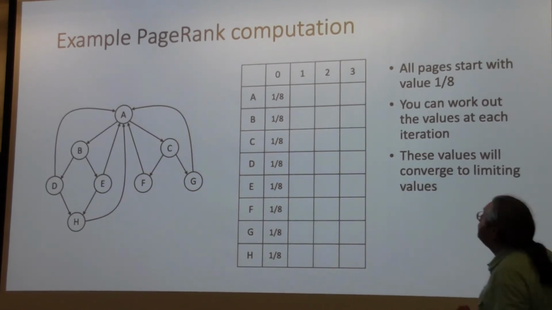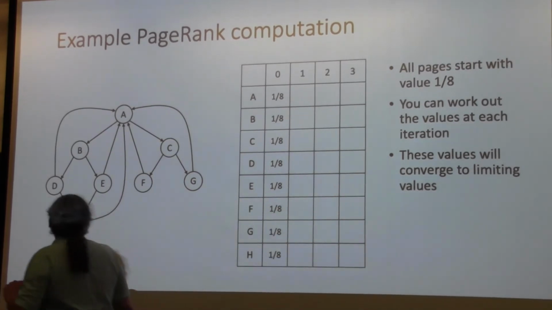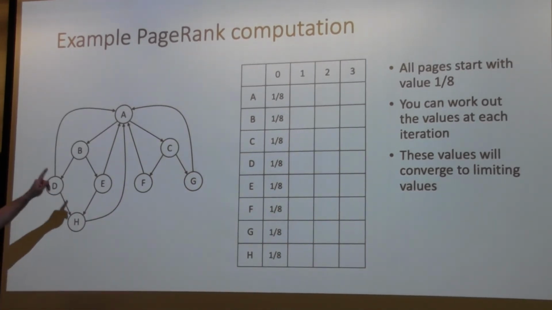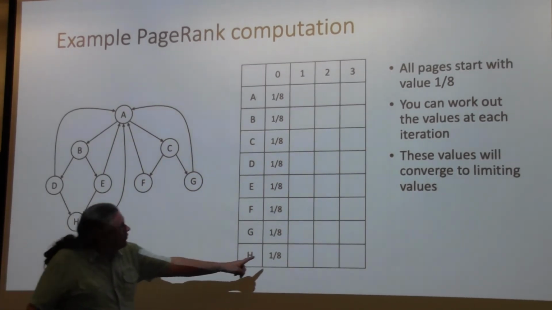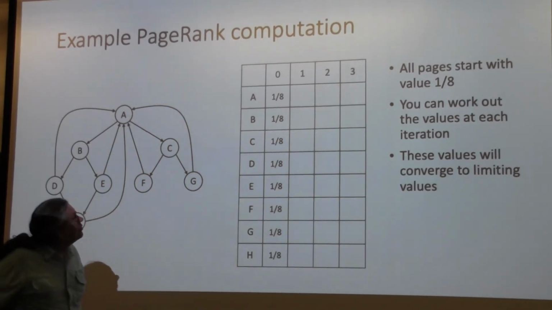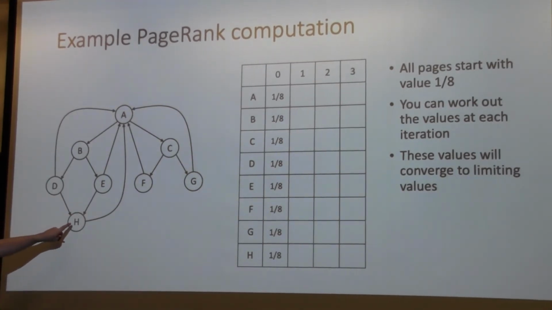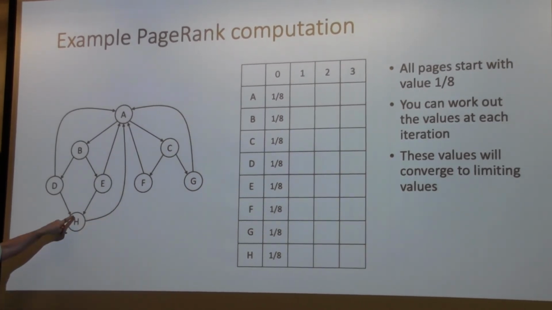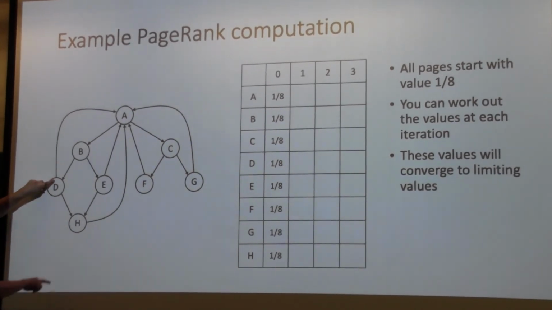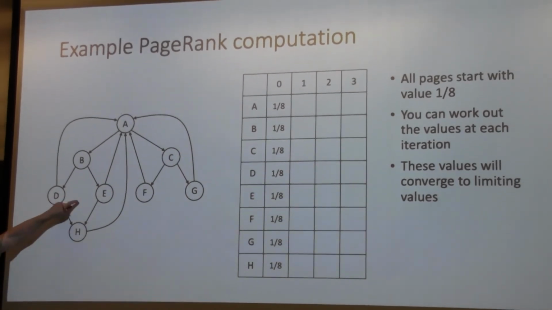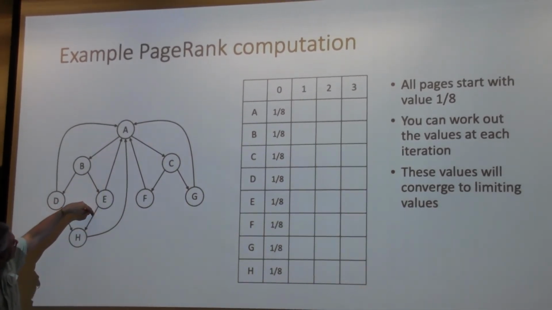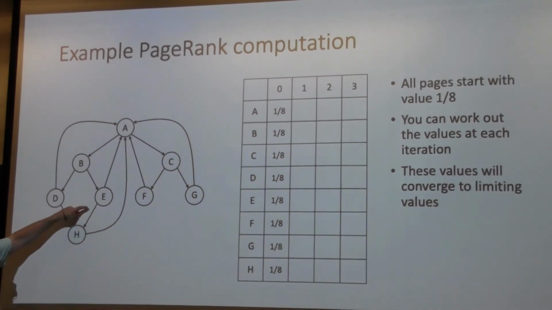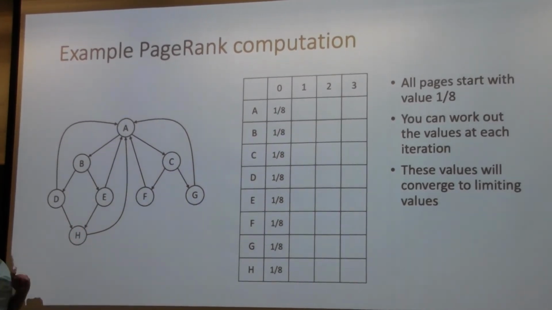Here's an example of a network with 8 links. Initially, all pages get 1/8 of the fluid. And in each iteration, so here are the iterations, they will converge. And you can work it out. So for example, H, all the fluid goes out here. The fluid comes in from D and E. But D spreads its fluid in 2 pieces, so 1/16 comes down here. And E spreads its outgoing in 2, so 1/16. So 1/16 plus 1/16 is 1/8.